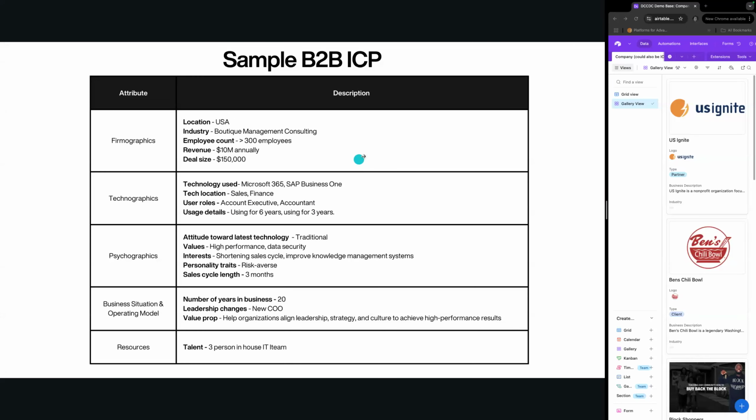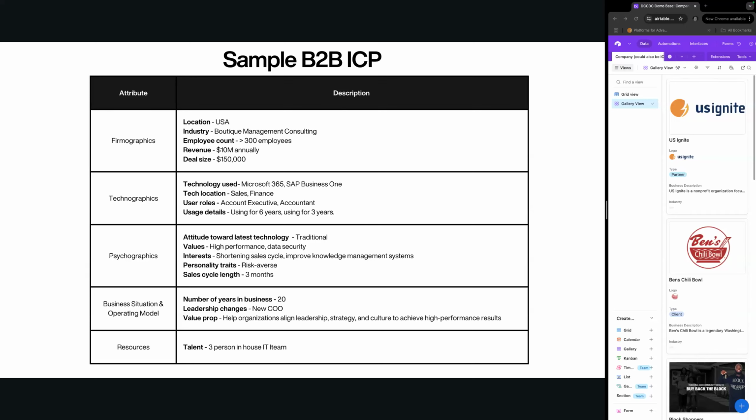Okay. So really quickly, this is what a sample B2B ICP would look like. It could just be in a document. This is direct to business. And you guys are going to get this deck. And so you'll be able to look into all of the details.